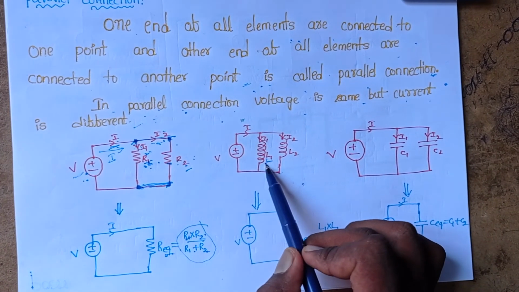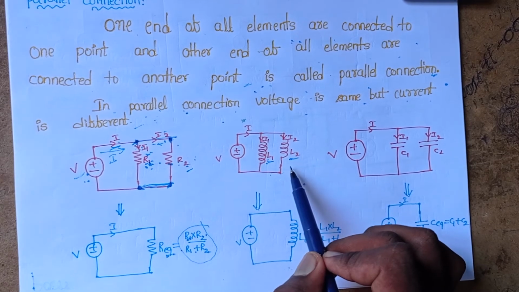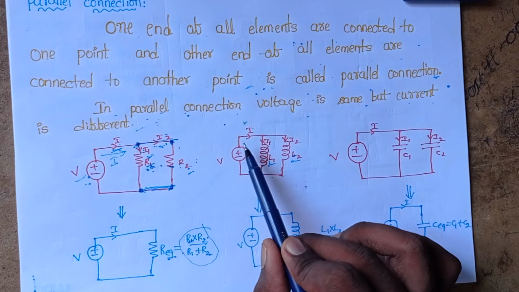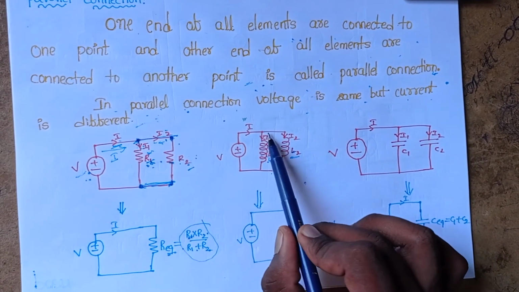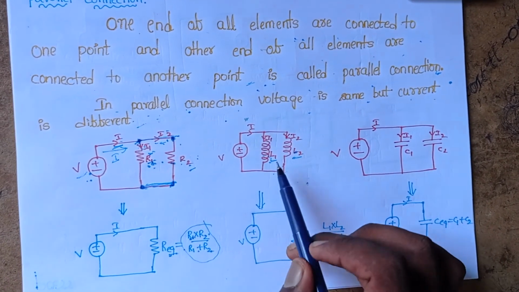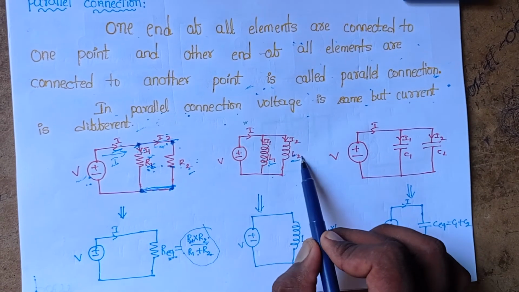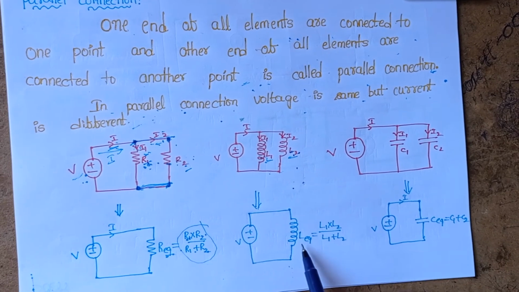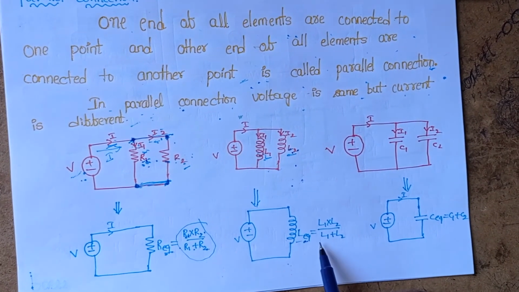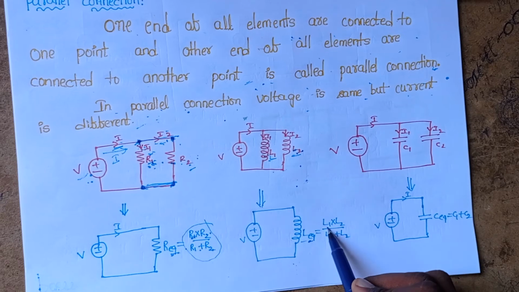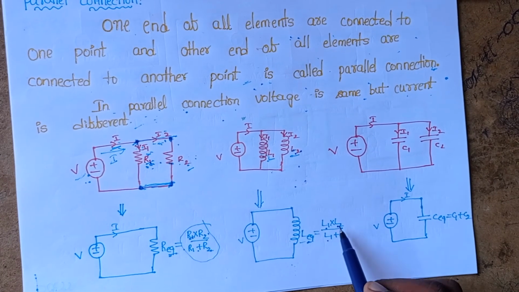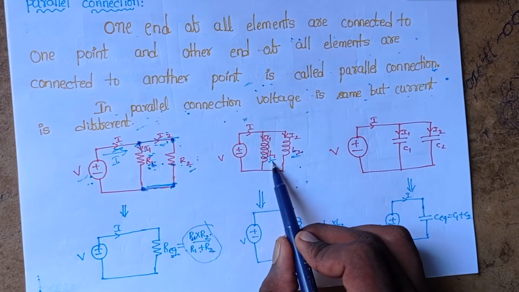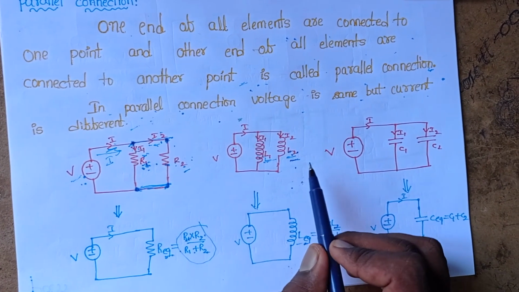Consider inductors connected in parallel, like resistors. Here also the current is divided into two parts. Instead of these two inductors we can represent a single inductor, Leq, eq means equivalent, by using this formula, L1 into L2 by L1 plus L2, where L1 and L2 are the inductances of the first inductor and second inductor.